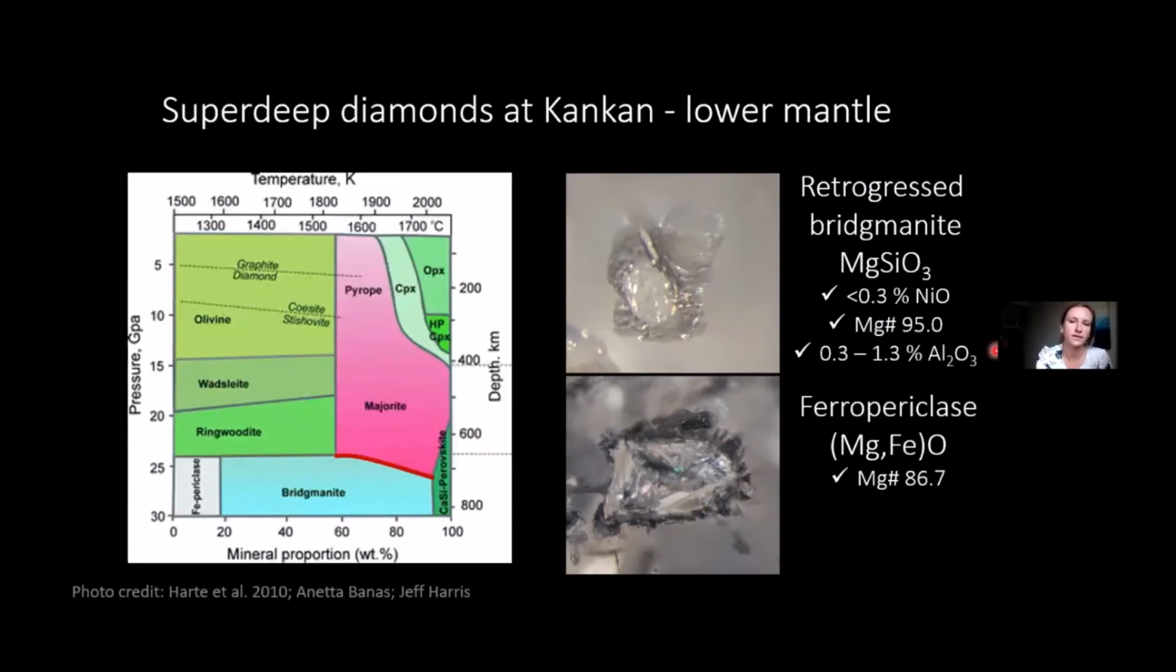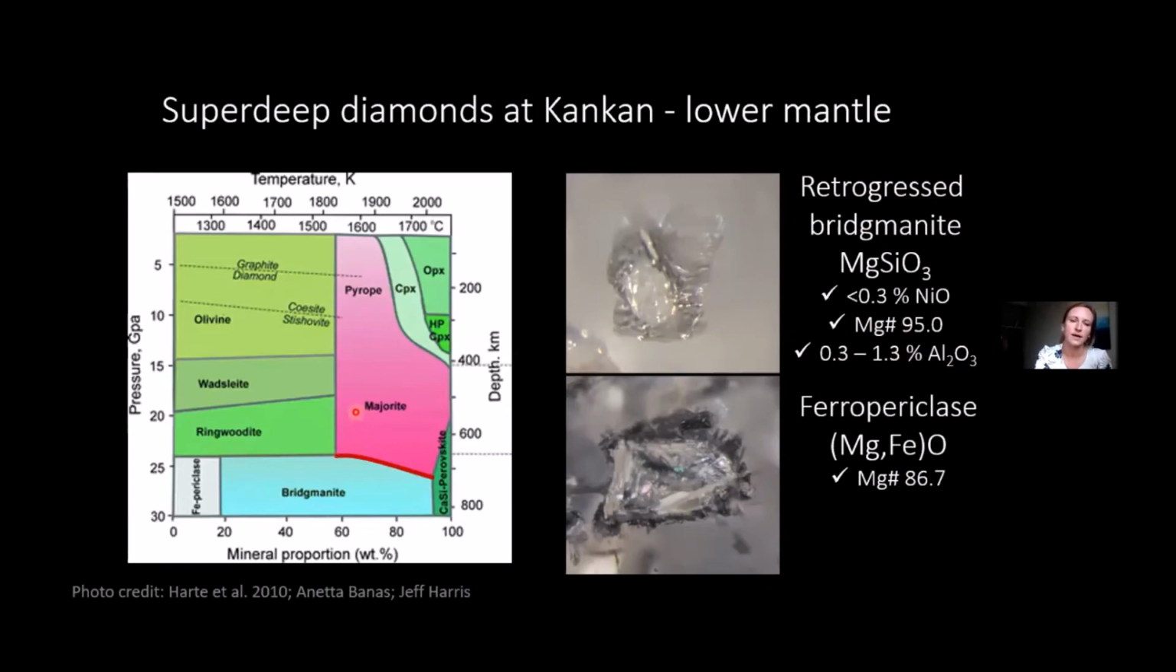And in particular, the Kankan diamonds appear to have retrogress bridgmanite phases that have quite low aluminum contents. And this is of interest because if you remember, this 660 kilometer discontinuity is mostly dominated from the transition from our relatively aluminum poor ringwoodite to relatively aluminum poor bridgmanite.